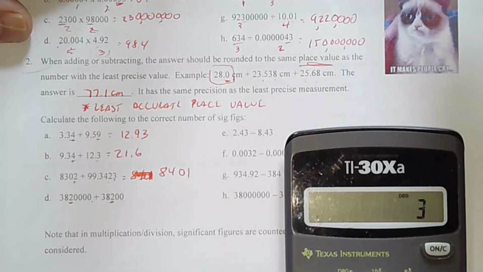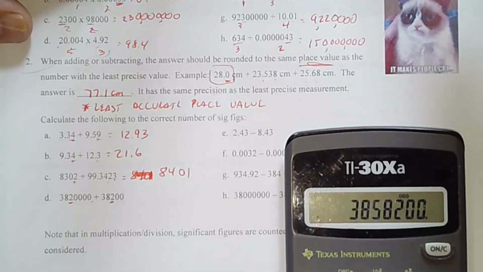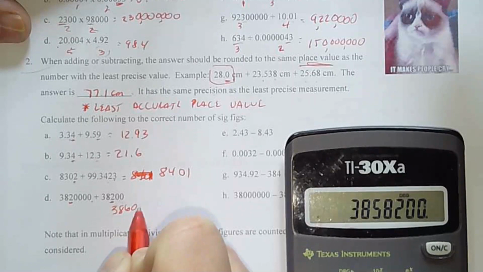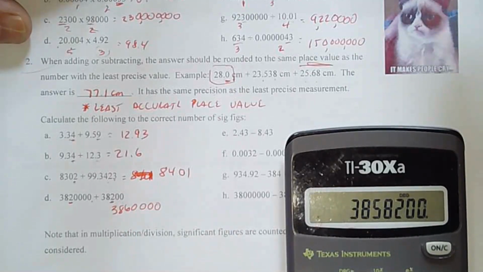So it's kind of 38200. And we have to round it to the nearest 10,000, which is the 5 spot right here. So when we look at this, it's an 8, so we can round it to a 6. So that would be 386, 0, 0, 0, 0.